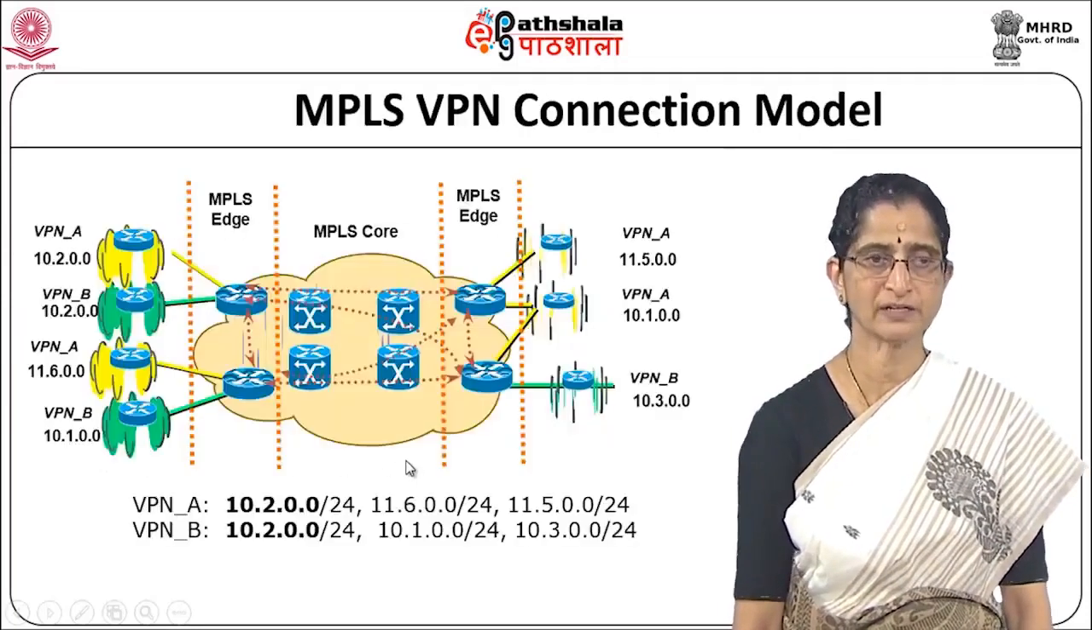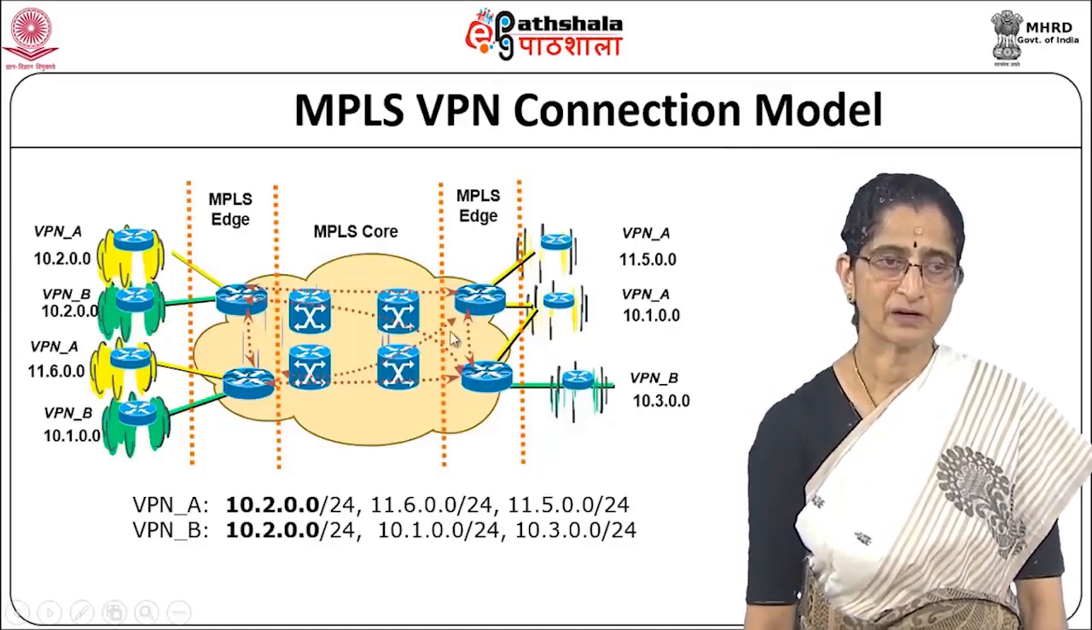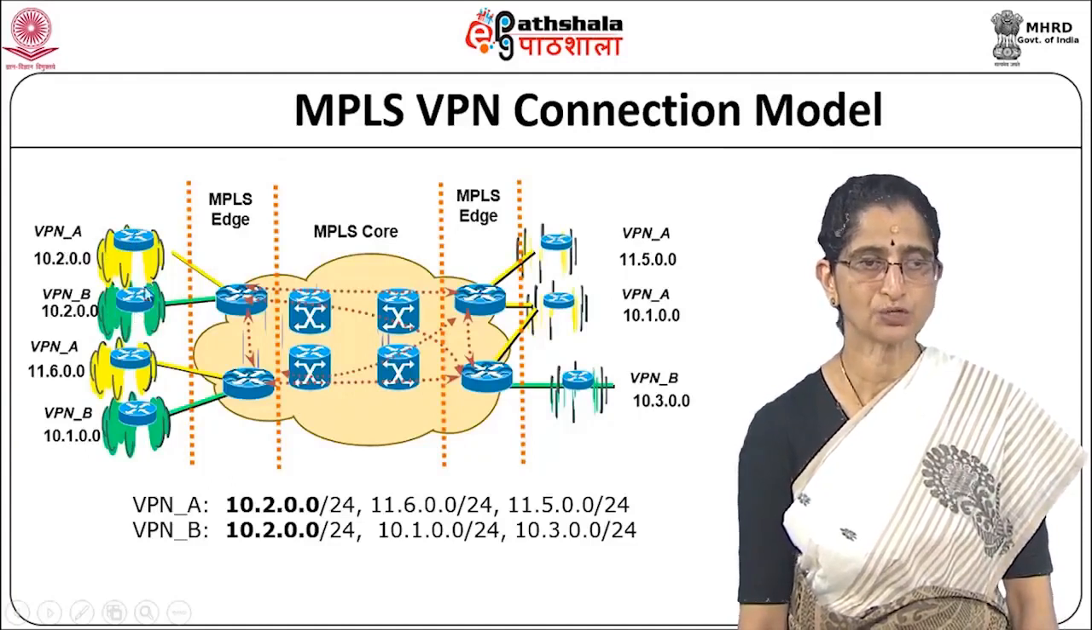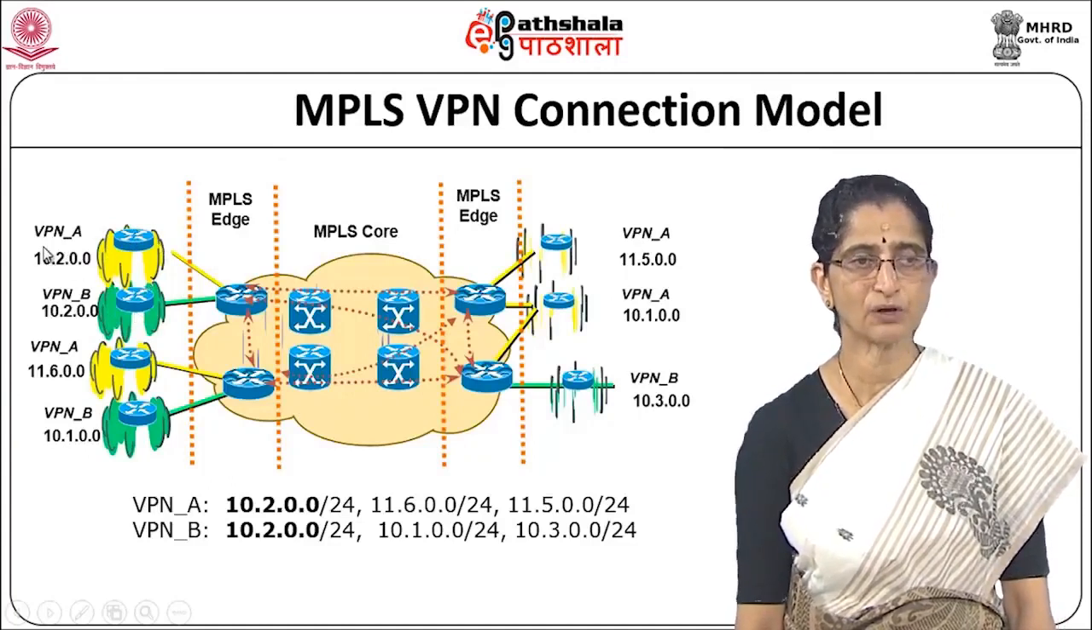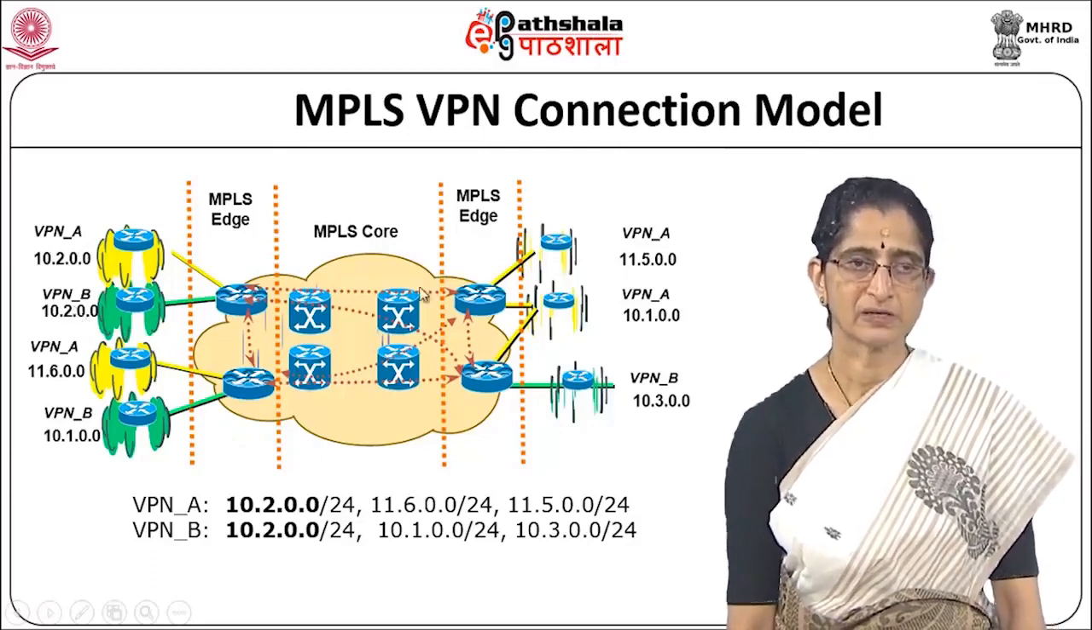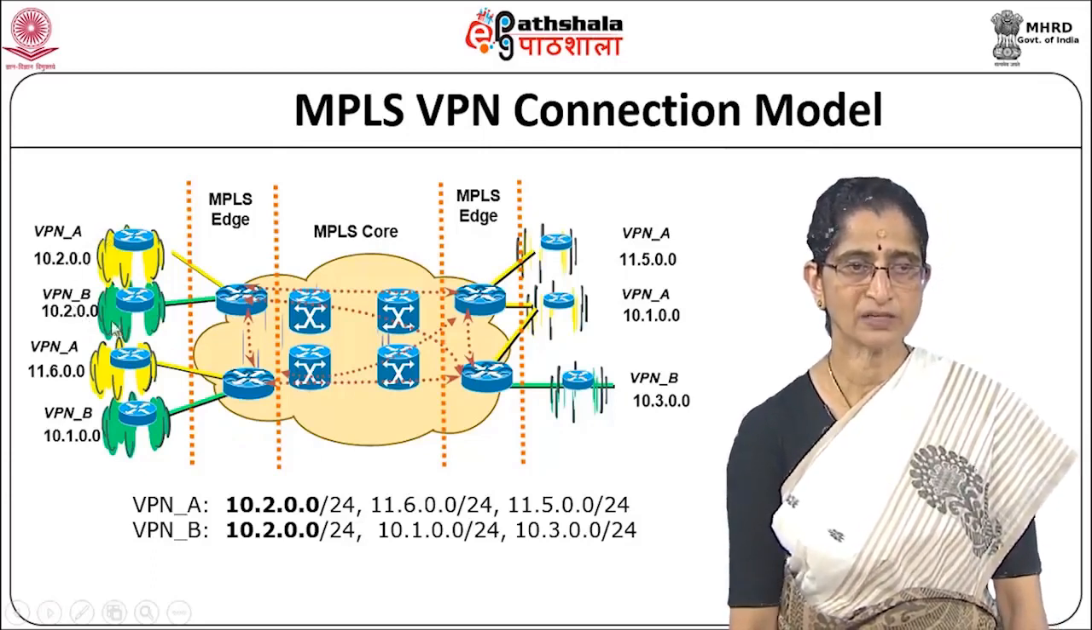That's also possible. So if you take, for instance, a model like this, I have two nodes here connected to the same site, which belongs to VPN A, a virtual private network A, and this belongs to VPN B. Similarly, let's say the yellow ones and the green ones.